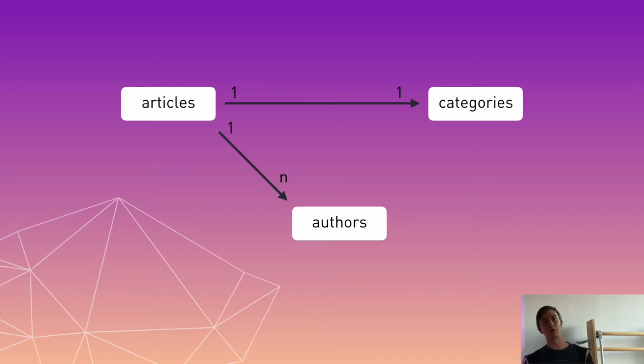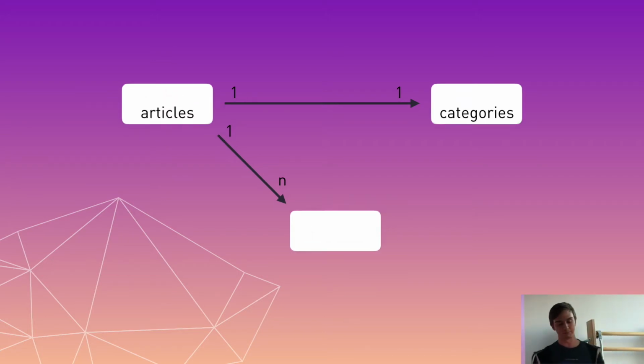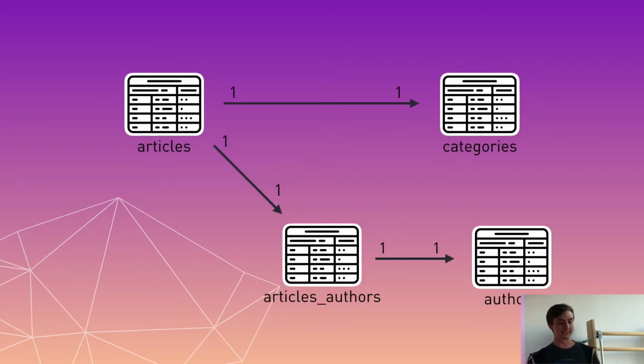Now we're back at university, and the task is to translate this into a database schema. Basically, it would look like this. You've got your table for articles, a table for categories, and then a foreign key here defining one category for each article. And as I said, an article can have one or more than one authors.